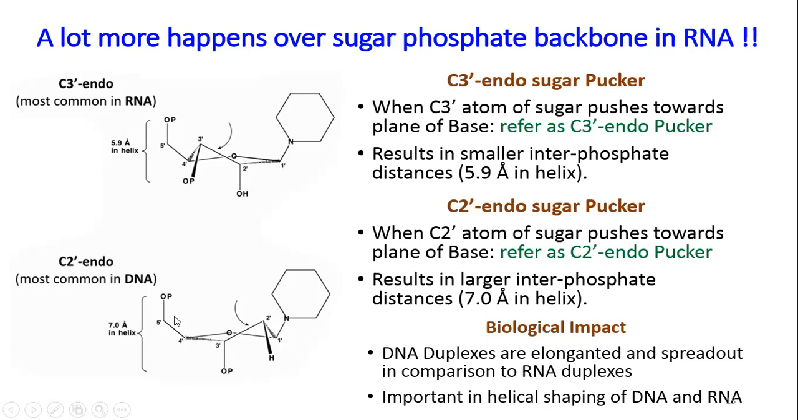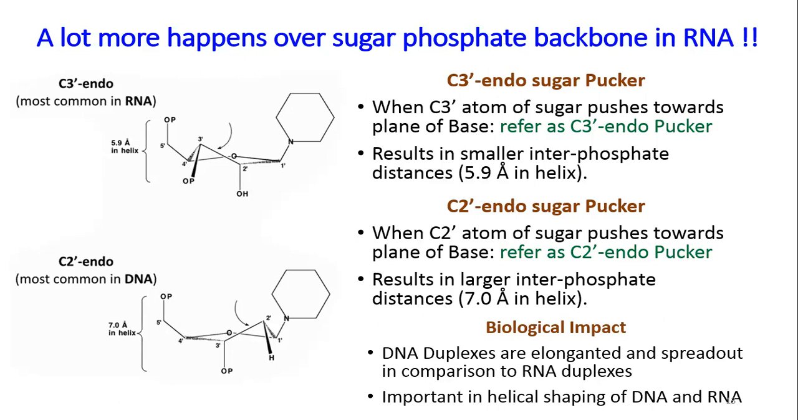Okay, so now what might be the biological impact of these differences in interphosphate distance? First and foremost, due to differences in interphosphate distance, these DNA duplexes are elongated and spread out as compared to your RNA duplex. Okay, and this is very important so far as the helical shapes of DNA and RNA are concerned.